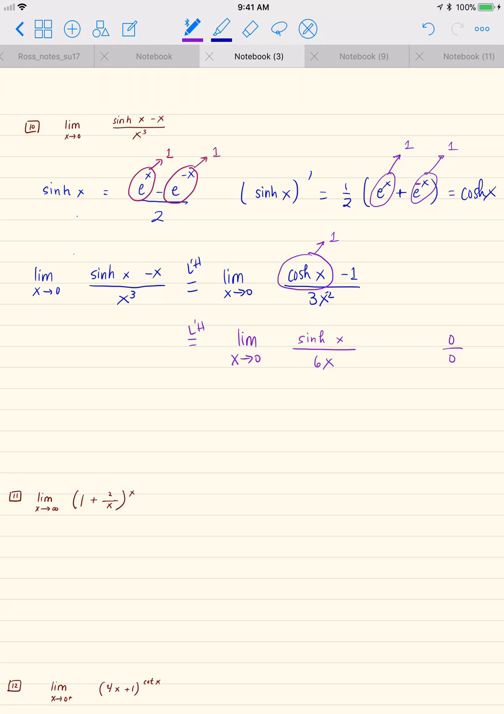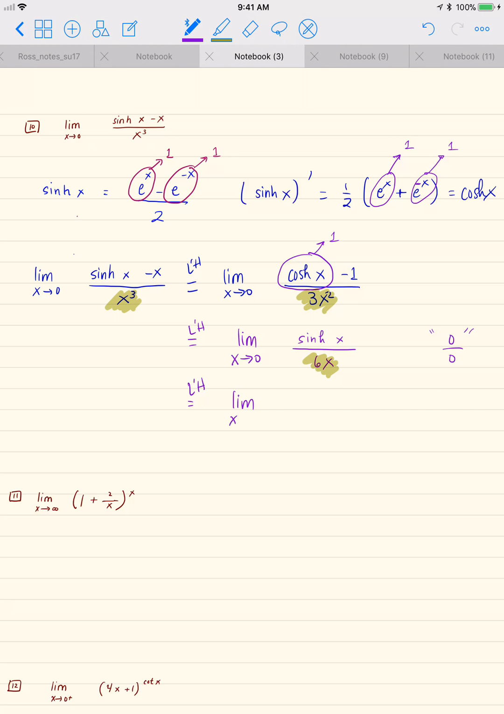Now sinh x, as we said before, approaches 0 as x approaches 0, so we've got an indeterminate form again. So we can apply L'Hopital's rule. Notice that our denominators are actually getting better. We start off with x cubed, then we got 3x squared. Now we're at 6x, and one last time it's going to do it for us.